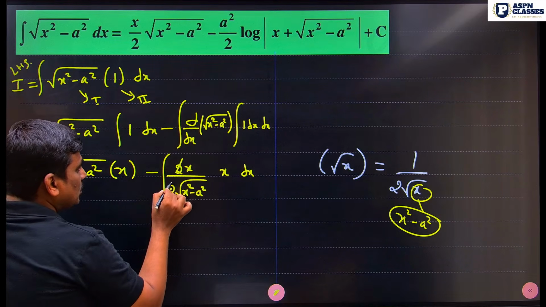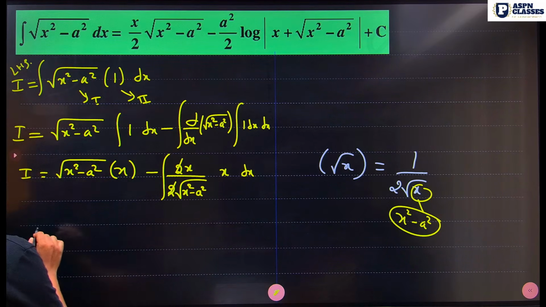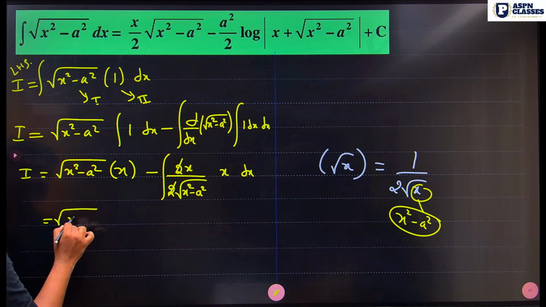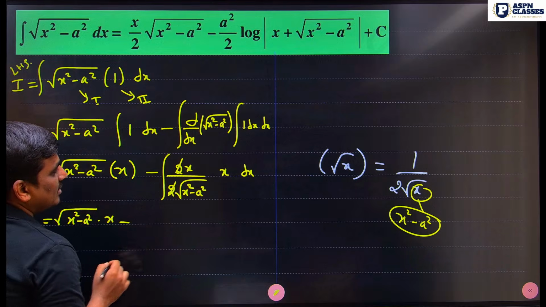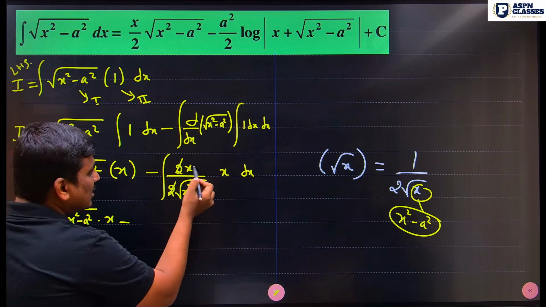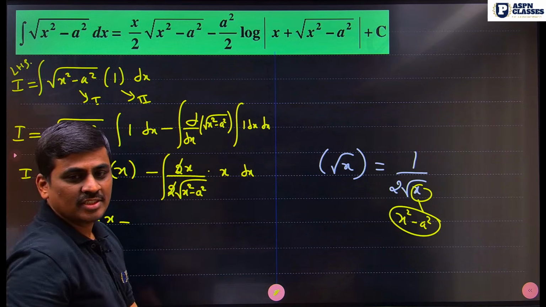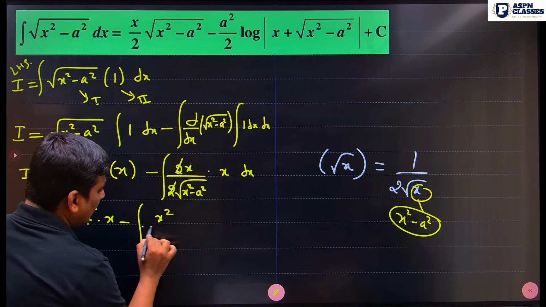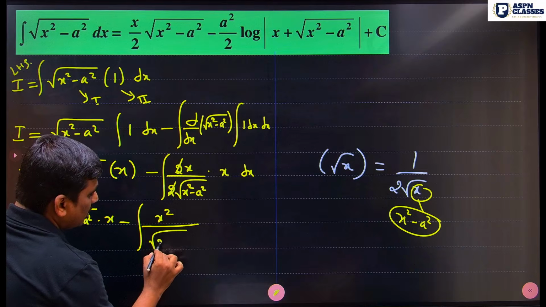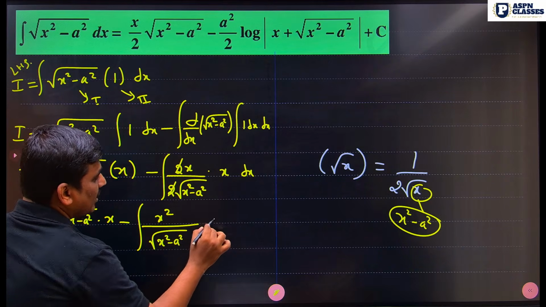So now observe here, 2 get cancelled. Then what are the remaining results? This, write it as it is: x square minus a square into x minus, so 2 get cancelled, means x into x. Here is the multiplication sign, so x into x, it is x square, so write it here x square, again whole divided by square root of x square minus a square dx.